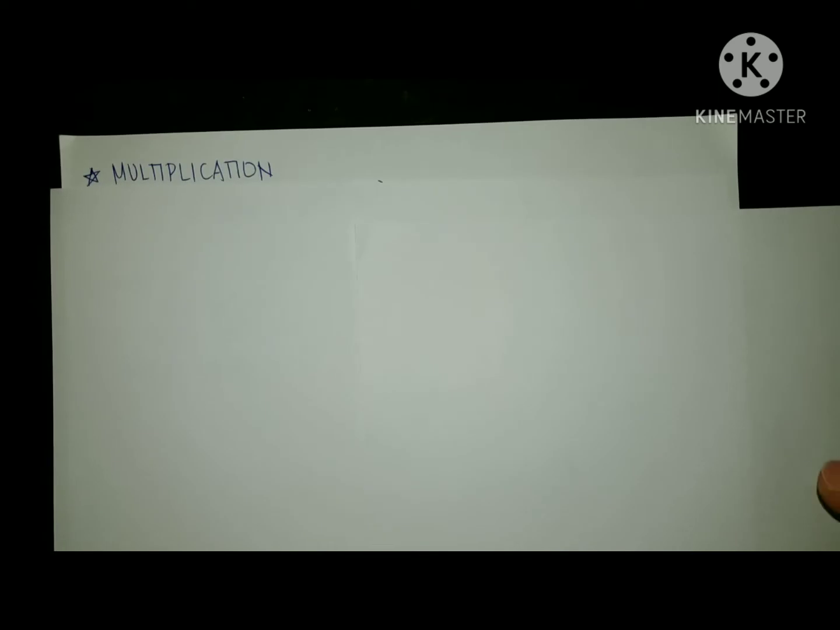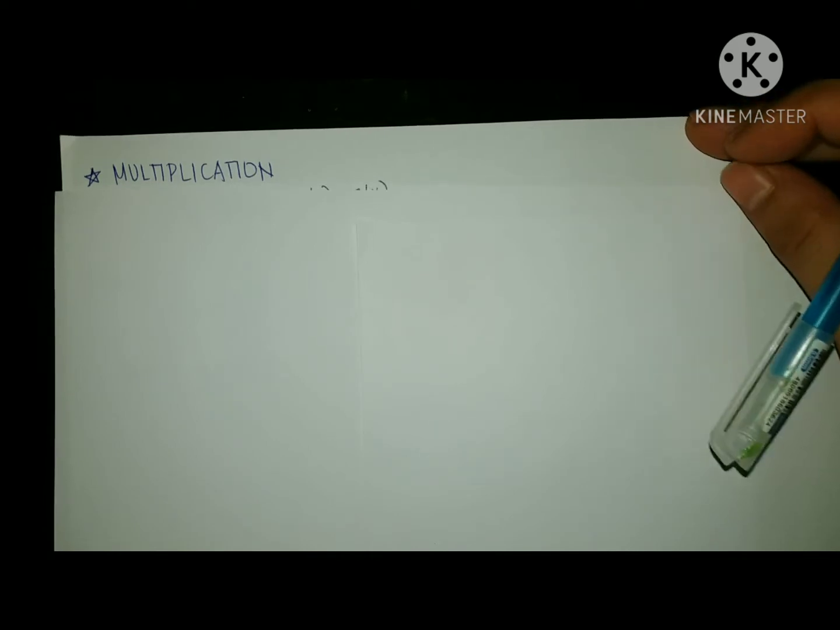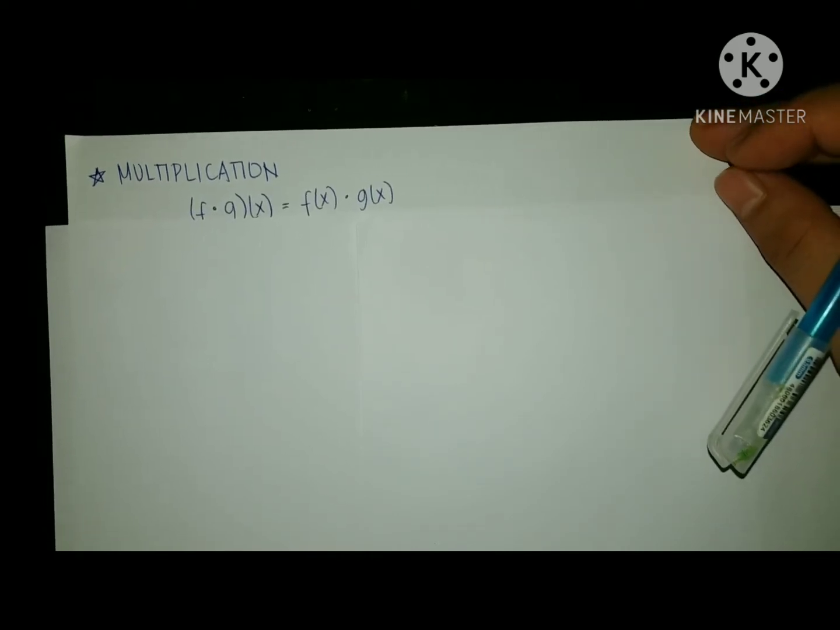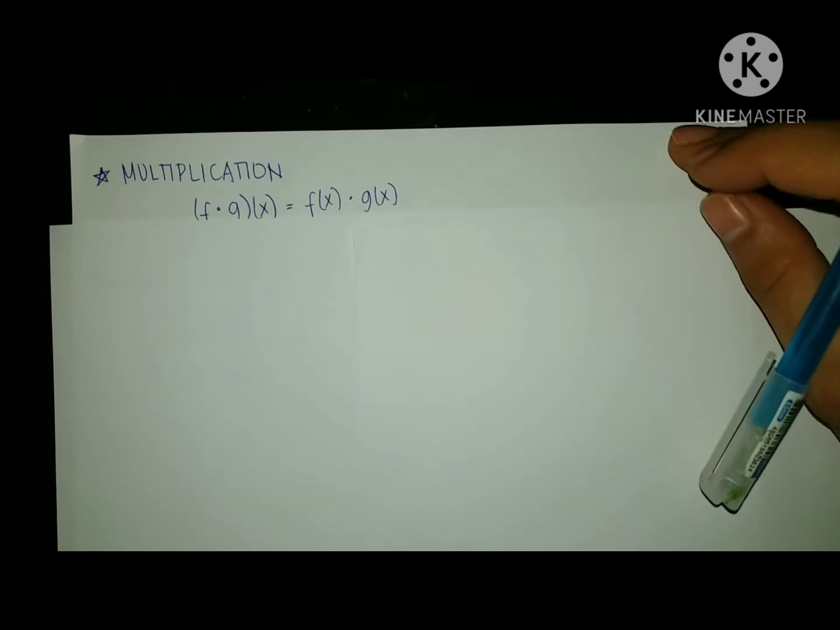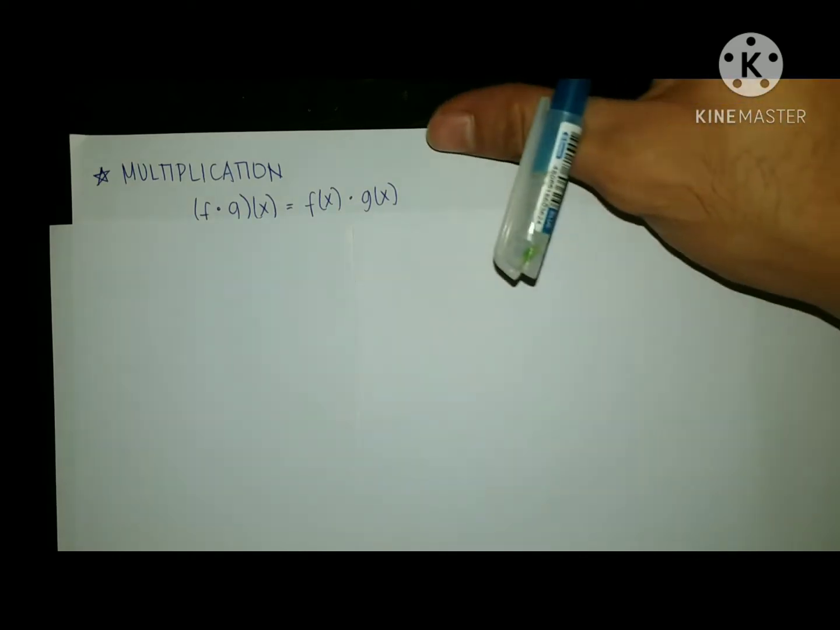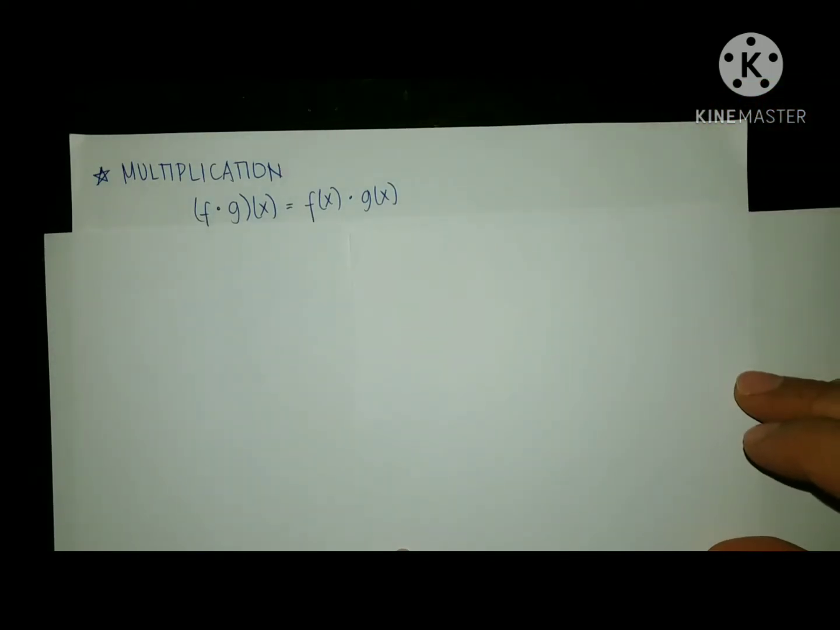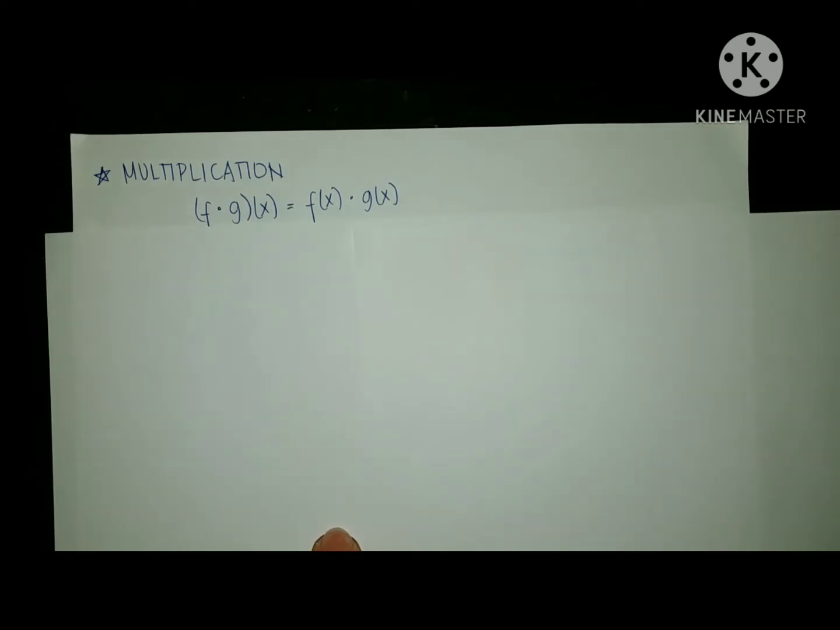The third operation on function is multiplication. Multiplication is in the form f times g of x is equal to f of x times g of x. So before we proceed on multiplying functions, let us first have a short review on some basic concepts on multiplication. First is the rule of the signs.